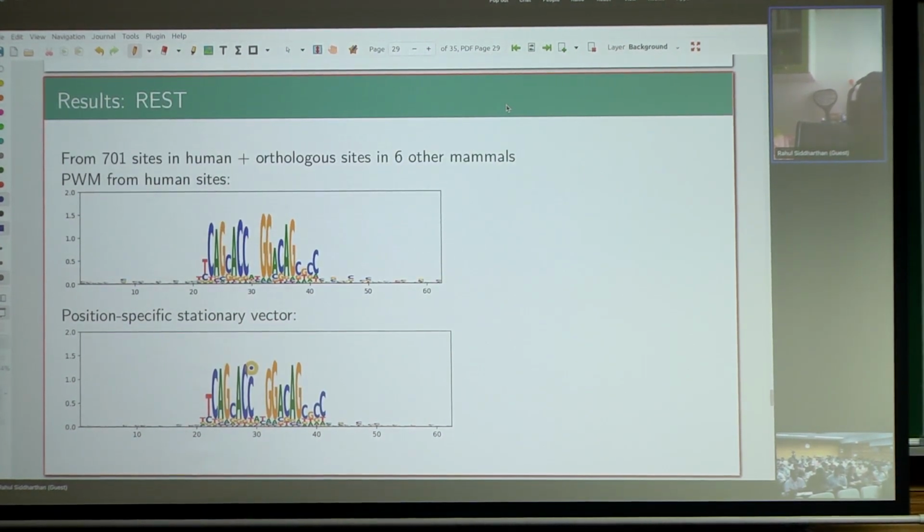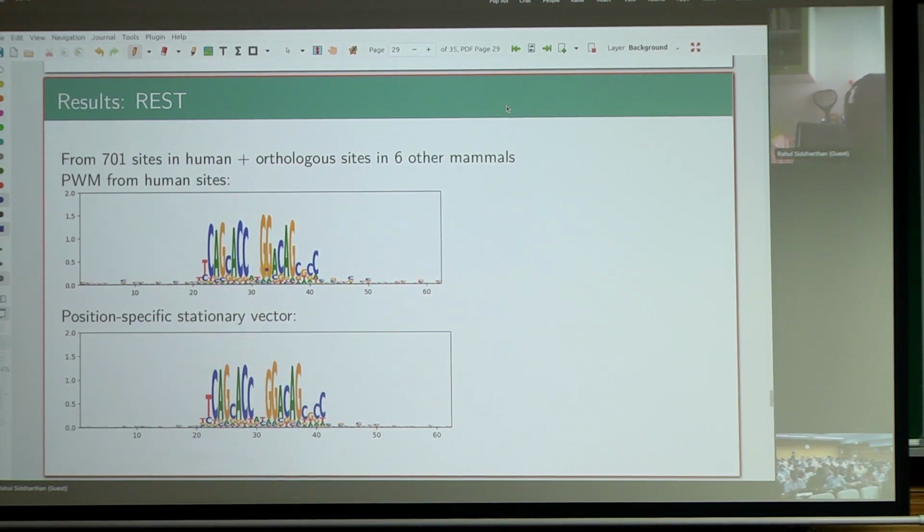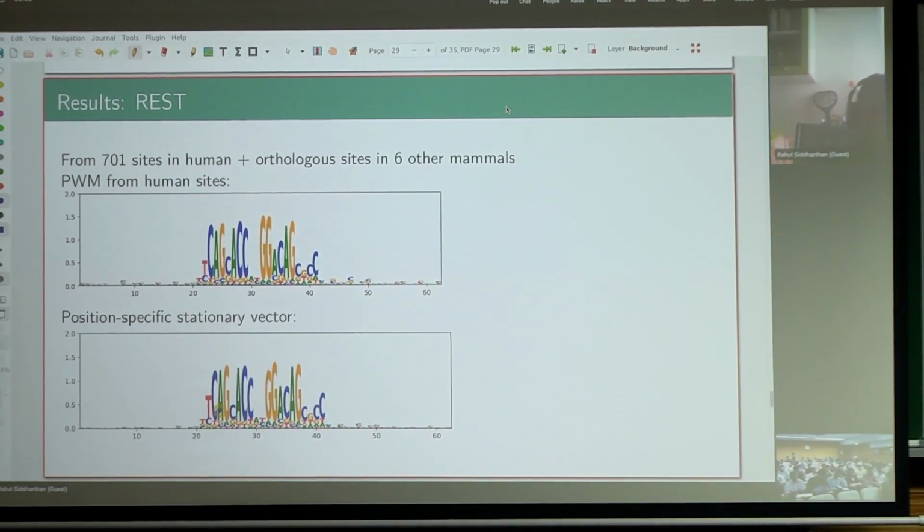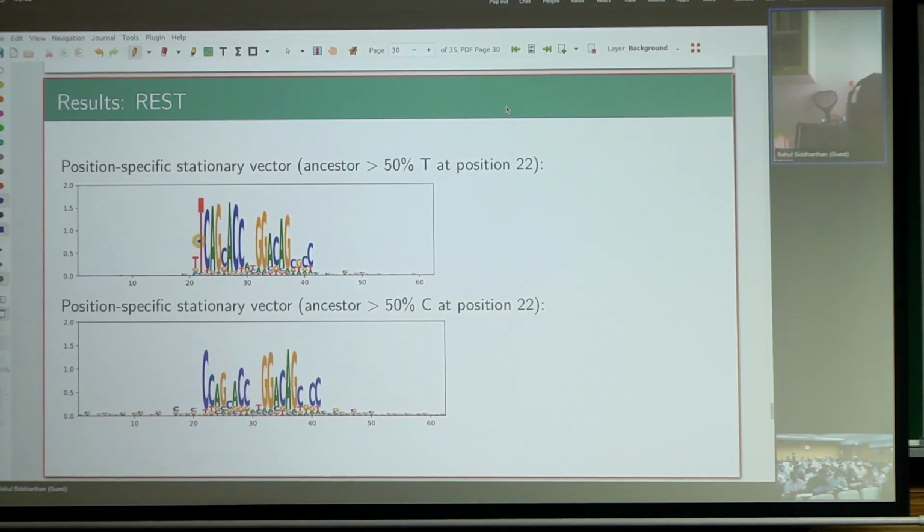But looking at some other factors, this is REST, which again kind of mirrors it. But one interesting thing to me at least is that though overall the stationary vector is less informative, that means the bias is less strong towards the stationary distribution than within the species. For this position, the T here seems to be actually stronger than within the species. So again, we could ask the same question, what if this is a T or if it is a C?